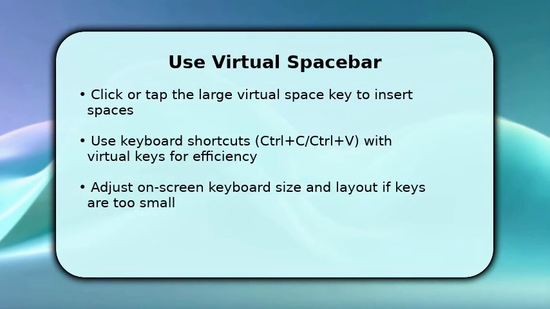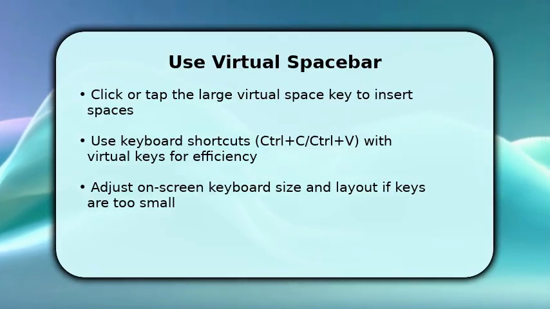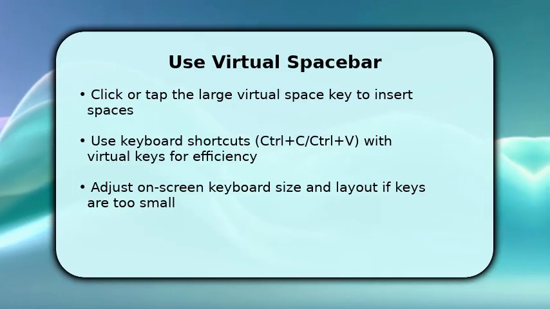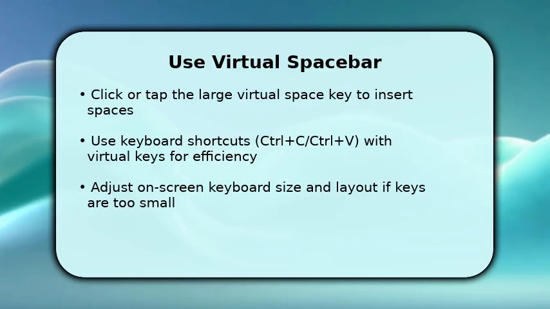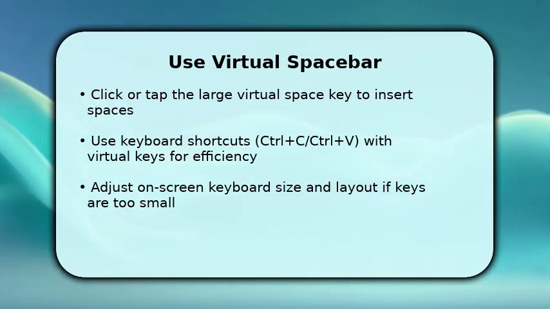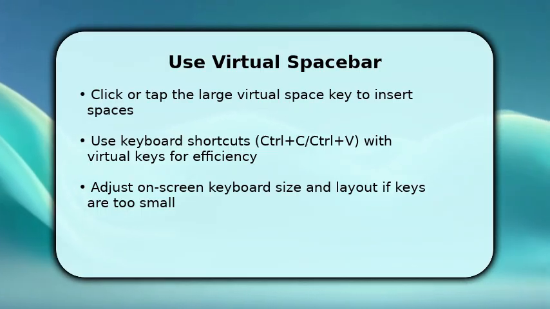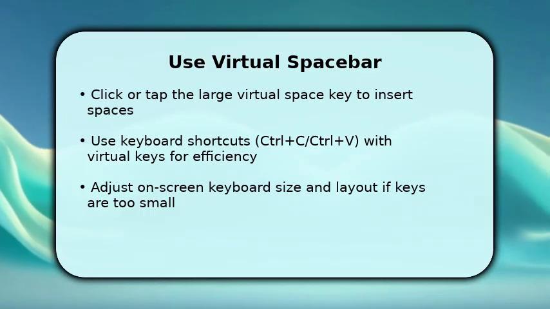Now you use the virtual spacebar for actual spacing. Place your cursor in the text area and click the long space key on the on-screen keyboard. Do this for single or repeated spaces. If you need speed, combine virtual key clicks with shortcuts, copy, paste, or arrow navigation, so you avoid extra clicks. Make sure to resize the keyboard or switch layouts if keys are cramped. This improves accuracy and prevents missed spaces when you're composing longer text.